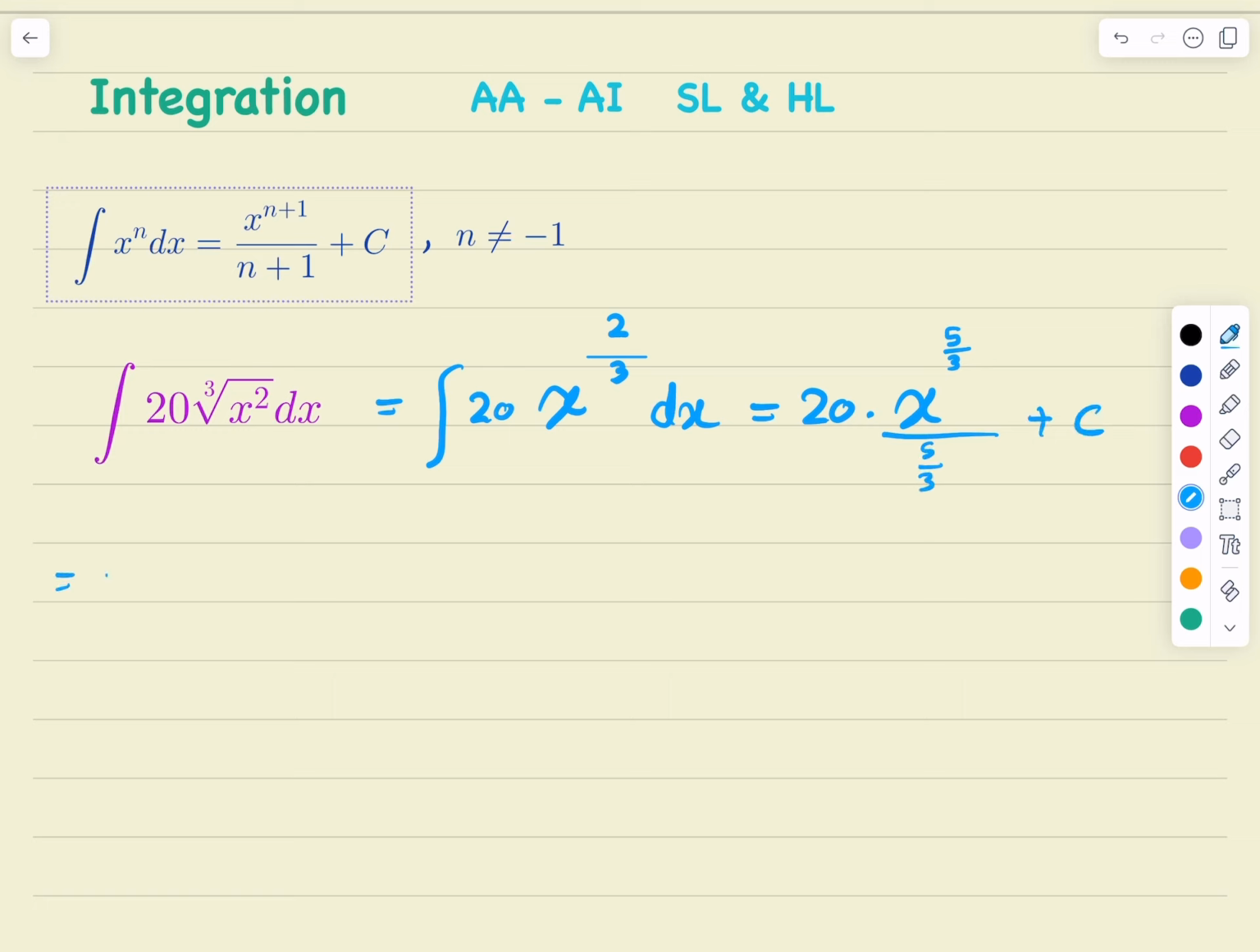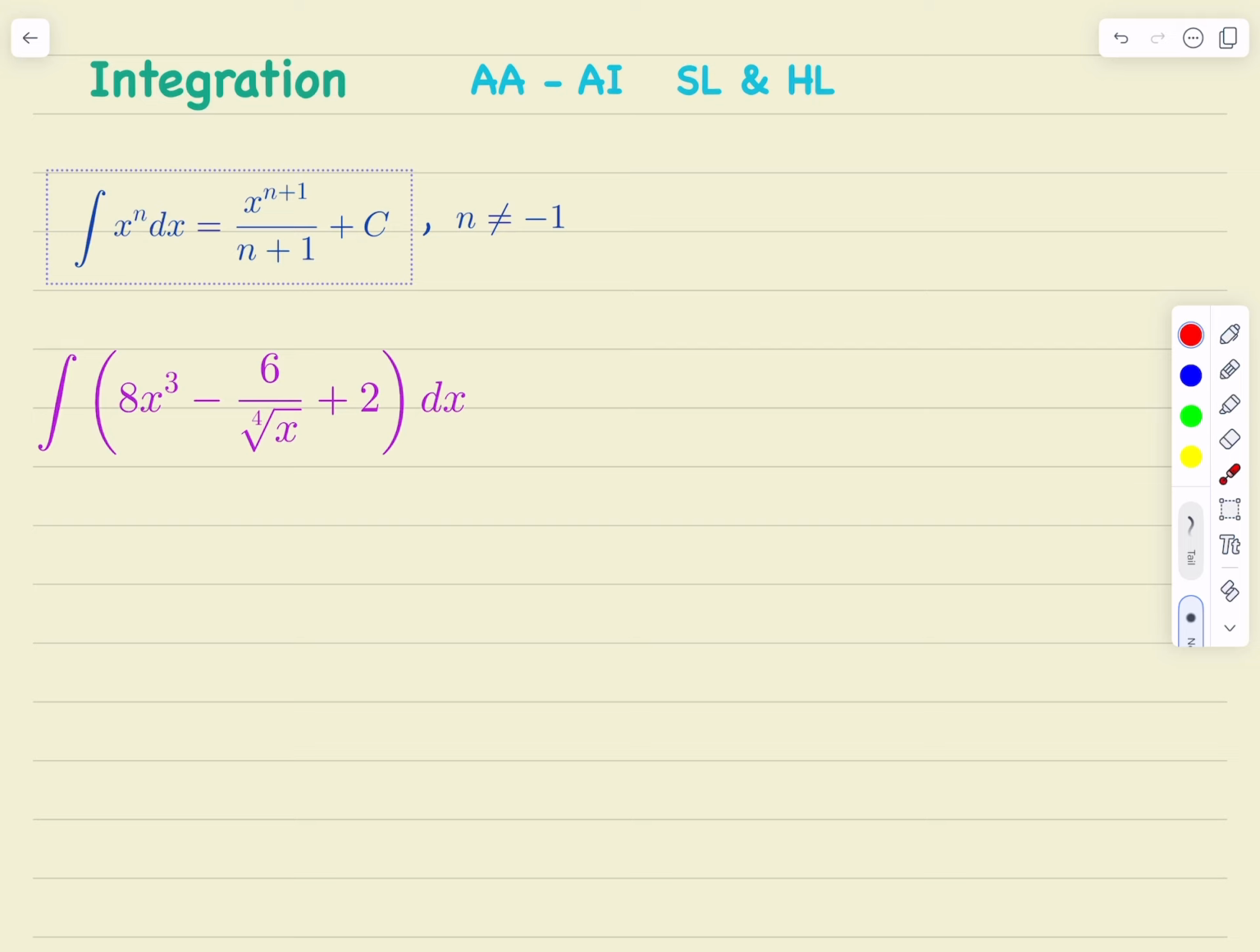Now, as we said, we can take the 5 over 3 up in the front, but write it as 3 over 5, as we did in a previous example. We take the reciprocal, and then we change the x back into a radical, the inside 5, the outside 3, so here we have 5 and 3, plus c. Here we have 20 multiplied by 3 will be 60, divided by 5 is 12. So we have 12, the cube root of x to the power of 5.